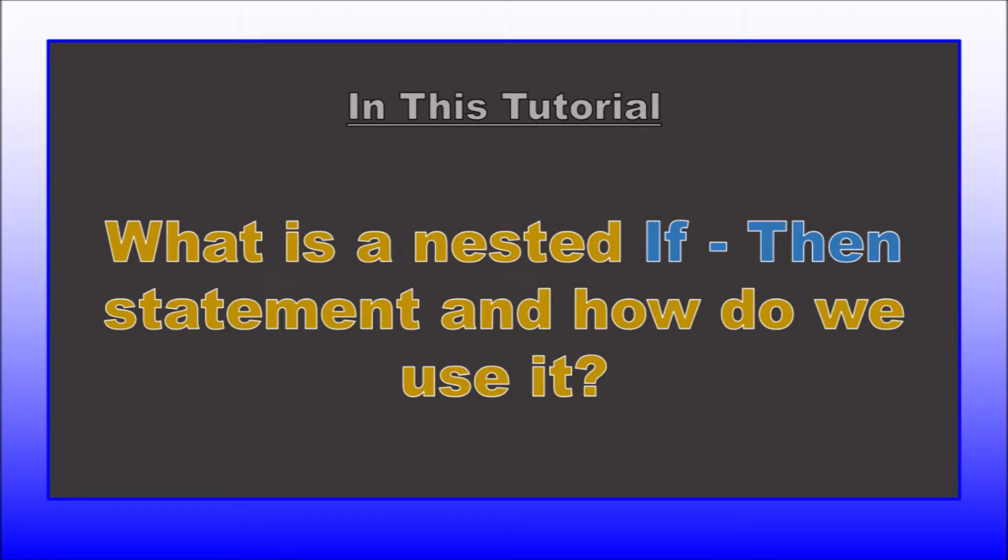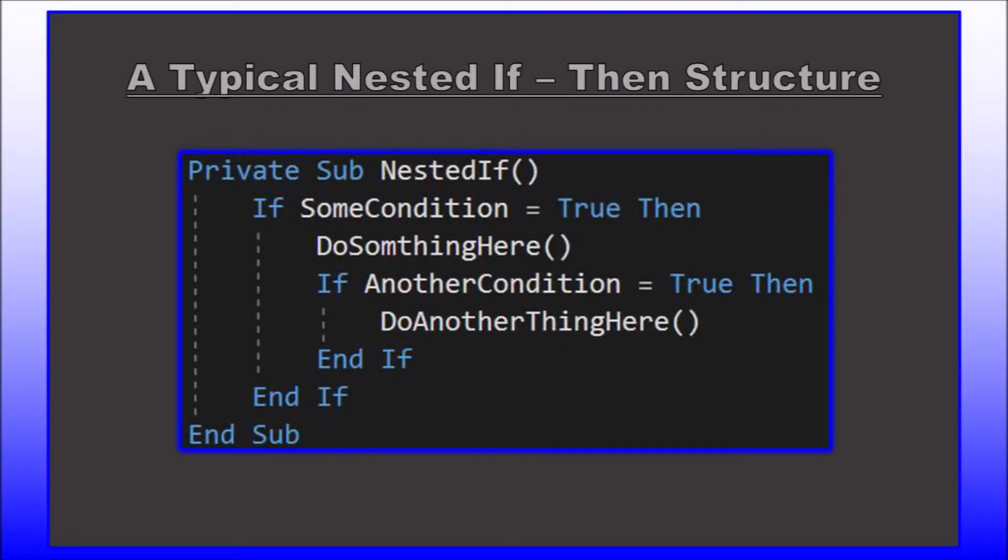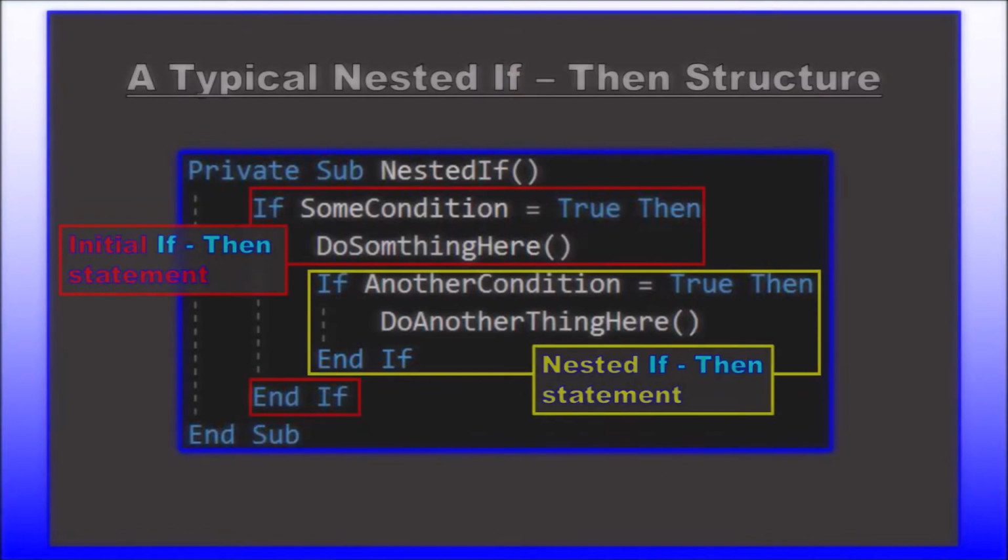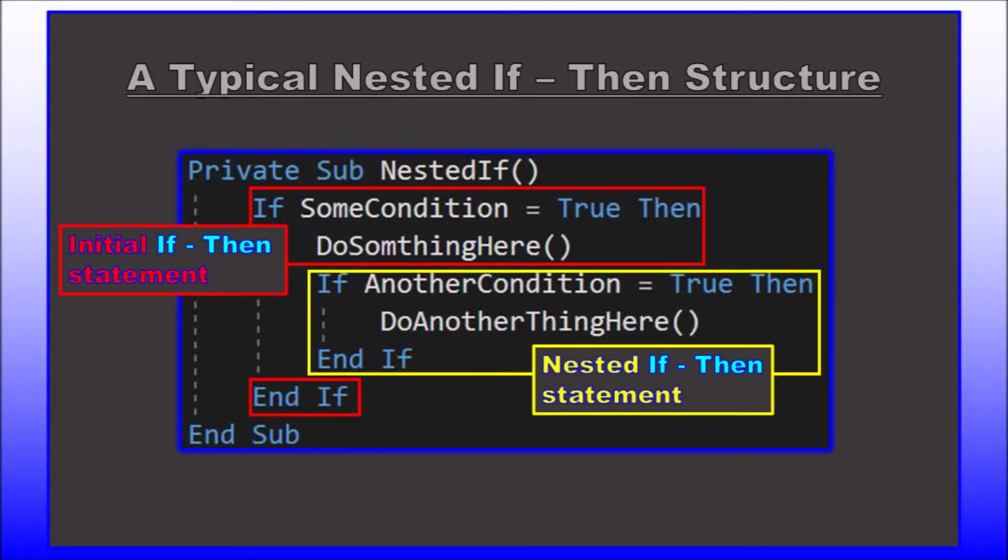Okay. So what is a nested if, then statement, and how do we use it? As the name suggests, a nested if, then statement is when one if, then statement is enclosed, or nested within another. Here is an example code of the structure. As can be observed, one if, then statement is enclosed within another. The automatic indenting, performed by the Visual Studio IDE, makes the structure clear to observe.